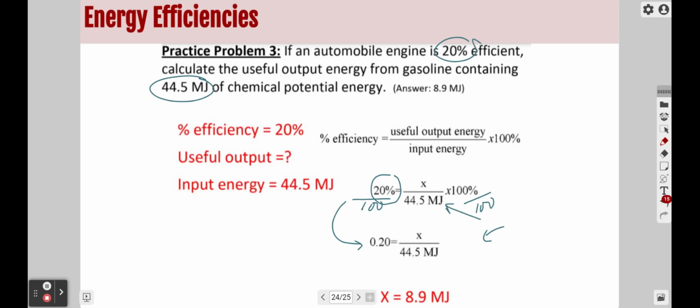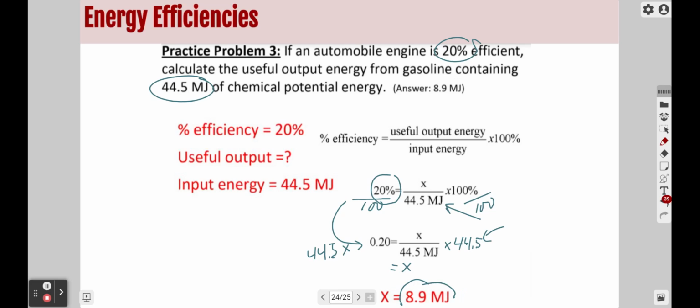Not sure how this next step happened? This next step happened by multiplying by the bottom number here to get rid of it, 44.5. And if you do it to one side, you've got to do it to the other side. So you're going to multiply both sides by 44.5. And that'll leave X on one side and your answer of 8.9 megajoules on the other side.